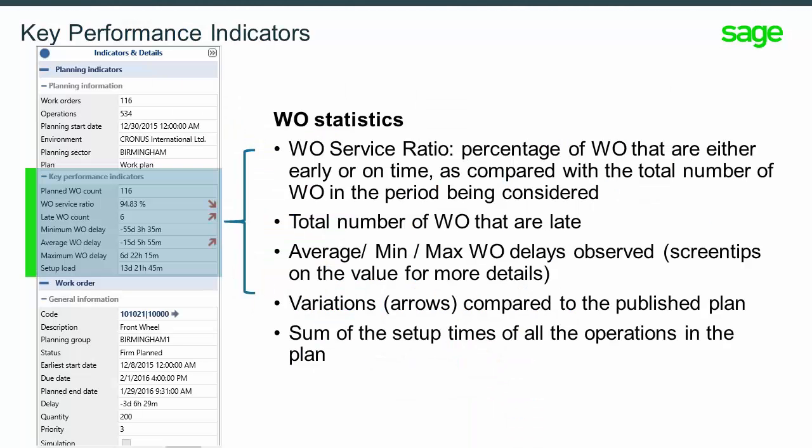The panel, Indicators and Details, is an additional way to push information to the planner. In this section, we can define statistics, allowing us to evaluate the quality of the scheduling regarding the past published planning and delays.